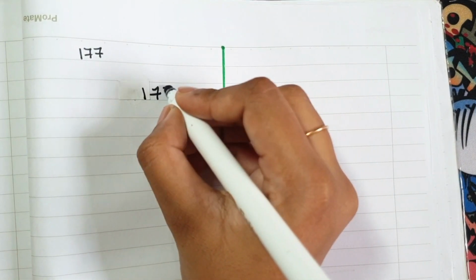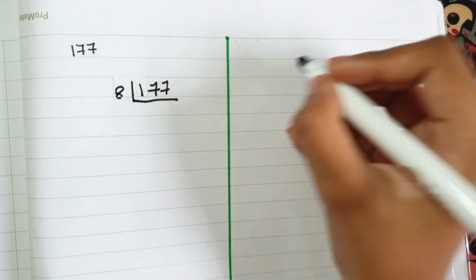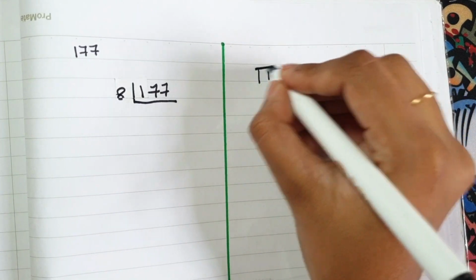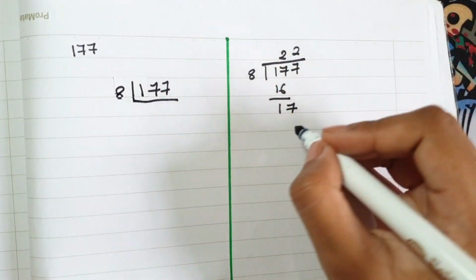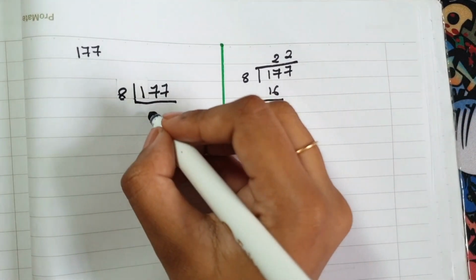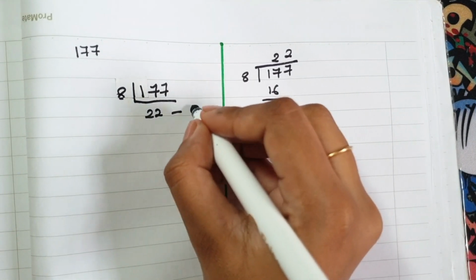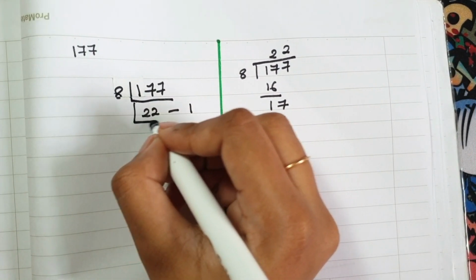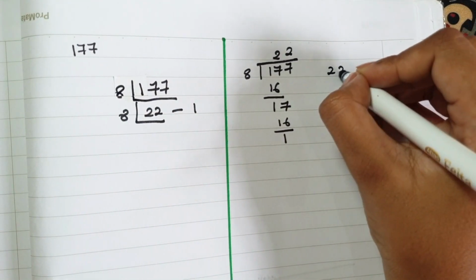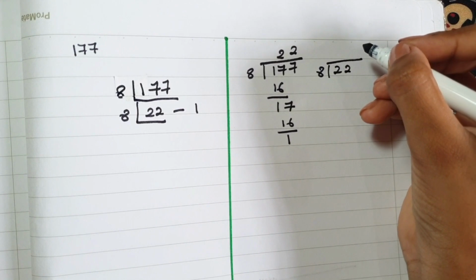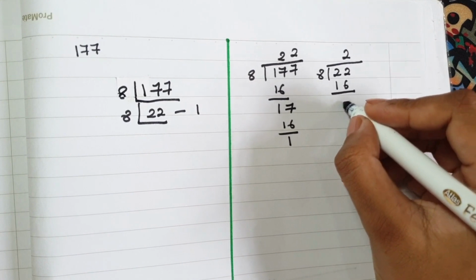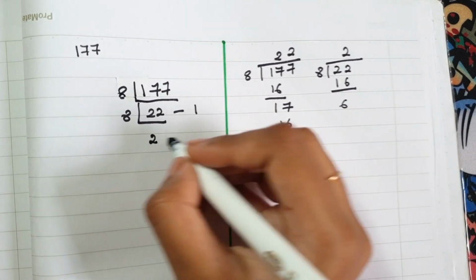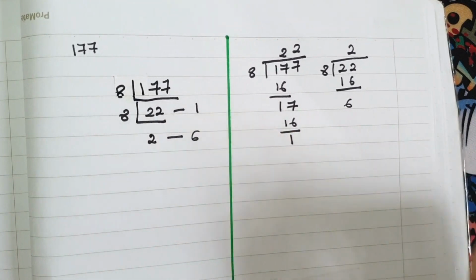Now let's take another example. 177 divided by 8. It will be 22 and the remainder will be 1. And then we divide 22 by 8. It will be 2 and the remainder will be 6.